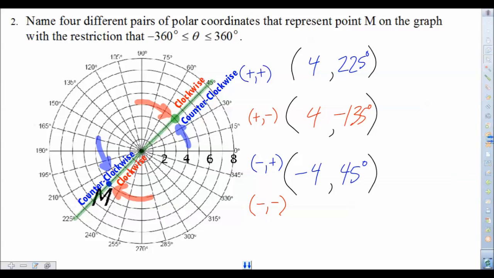So we have our negative R with our positive theta, positive 45, and our negative R with our negative theta, negative 315 degrees. We got to rotate all the way around there to get to that spot. And so that's how we attack those problems.